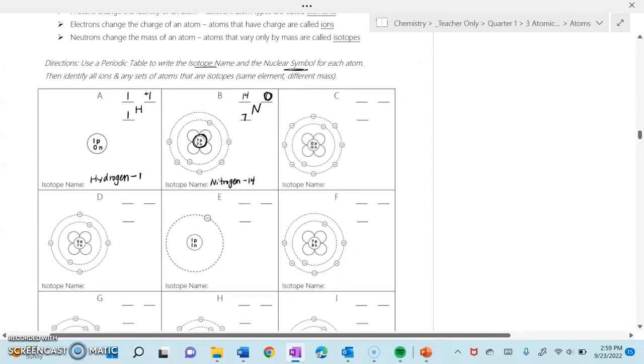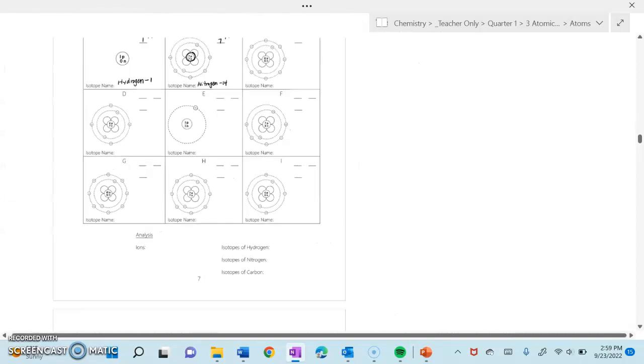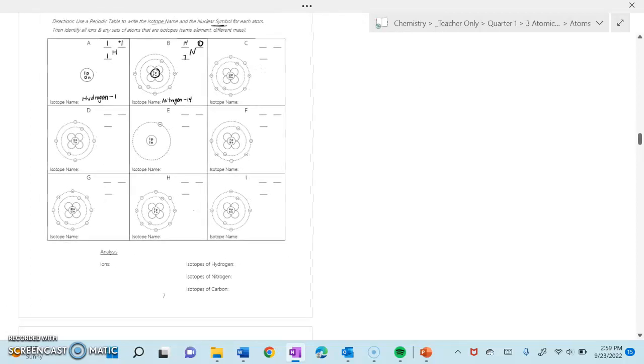Continue that process as you work through these. Anything that has a charge, you'll list under the analysis as an ion. So far, we have A is an ion because it has a plus 1. B is not an ion.